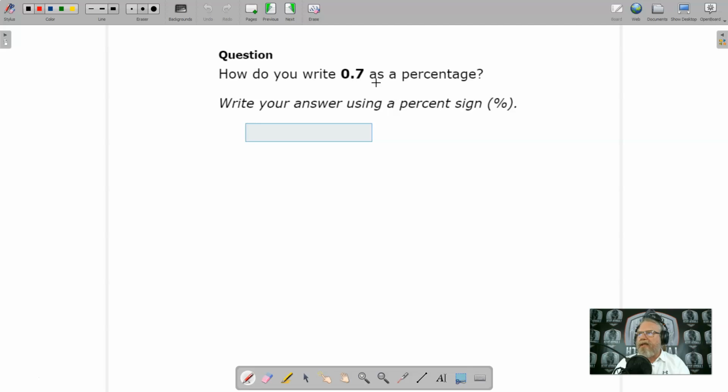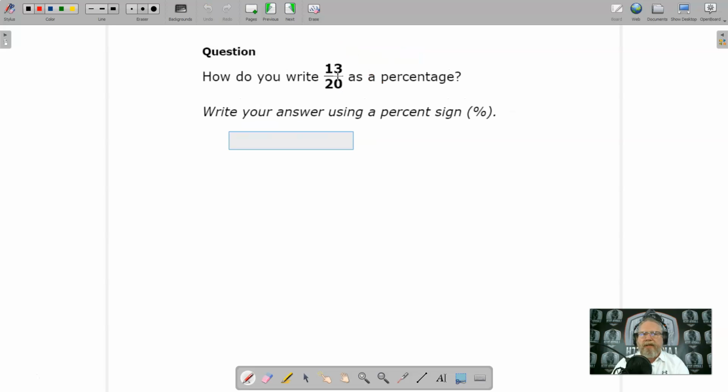How do you write 0.7 as a percentage? So a decimal to a percent. Now let's just go and start taking that shortcut. Move the decimal over 2 places. We need to throw a 0 on there. So we'd have 70, and then throw a percent sign on the end. 70%.